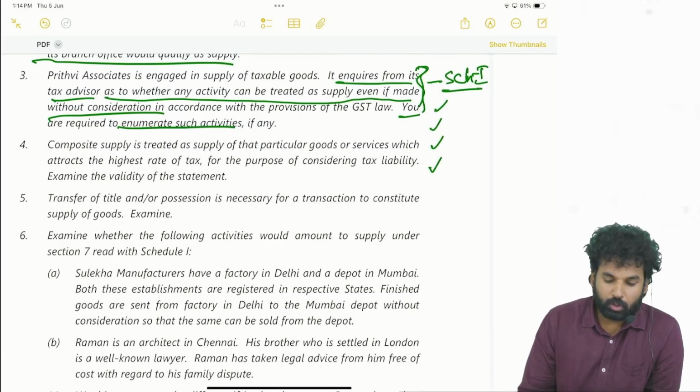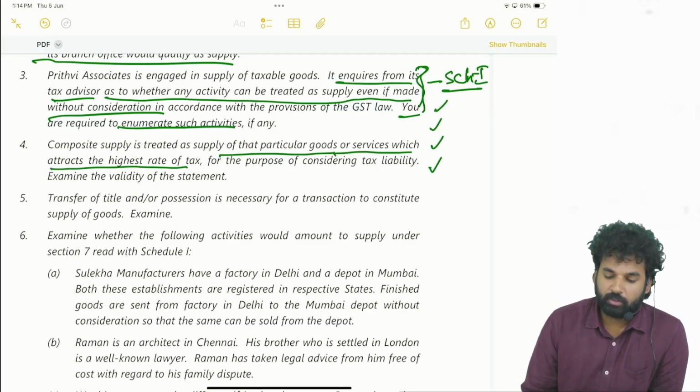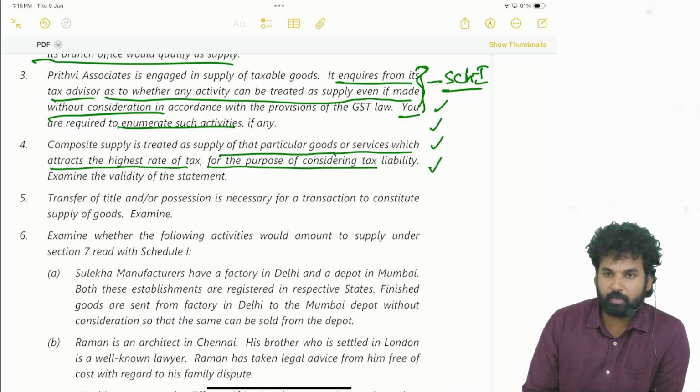Question 4. Composite supply is treated as supply of that particular goods or services which attracts the highest rate of tax for the purpose of considering tax liability. Examine the statement validity. Correct? Wrong? Why? Composite supply is treated as supply of that particular goods or services which attracts the highest rate. Principal supply is the rate. So for the purpose of considering the tax liability, examine the validity of the statement. It is incorrect. Which attracts the highest rate? Mixed supply attracts the highest rate.